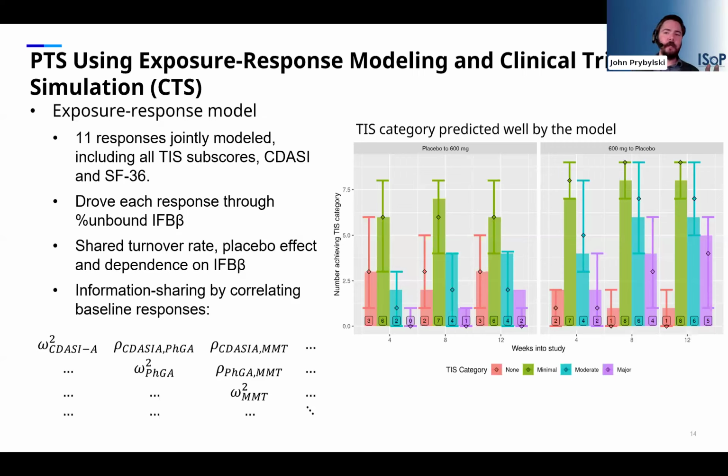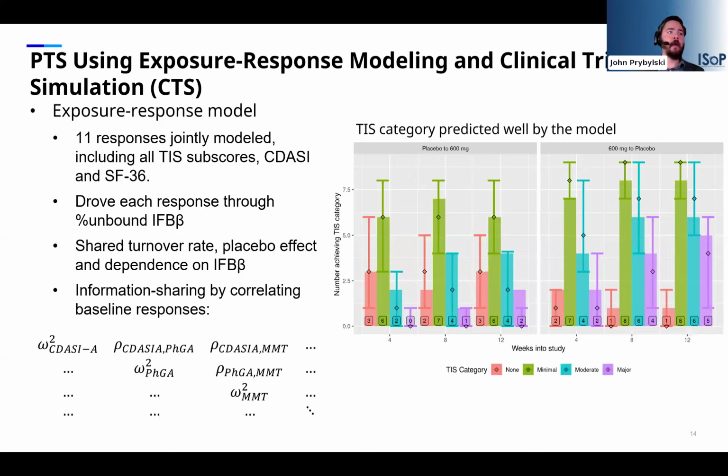On the left, we have the placebo response, the placebo group, and on the right, we have the 600 milligram group. I do indicate the crossover there, but that happened after the bounds of this VPC and the key analysis that was used for PTS. The bars that we see there and the numbers at the bottom of the bars, those are the actual responders at that level. And then the points and error bars are the median model predicted responder count, and then the 95% confidence interval of that prediction.